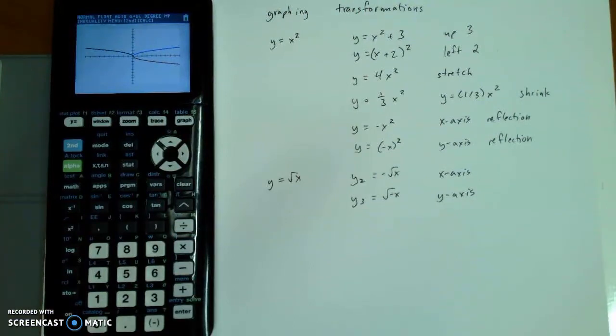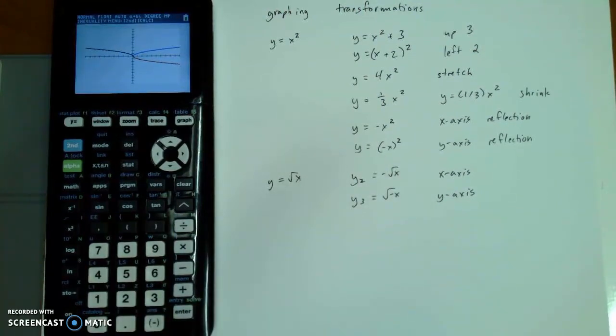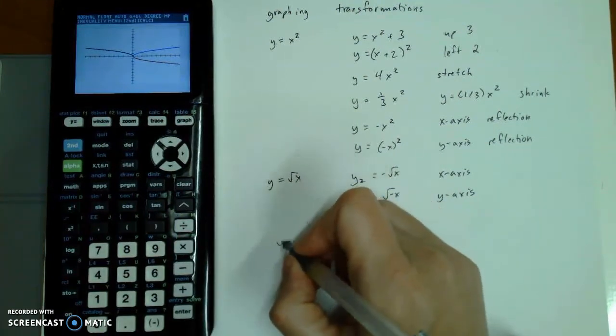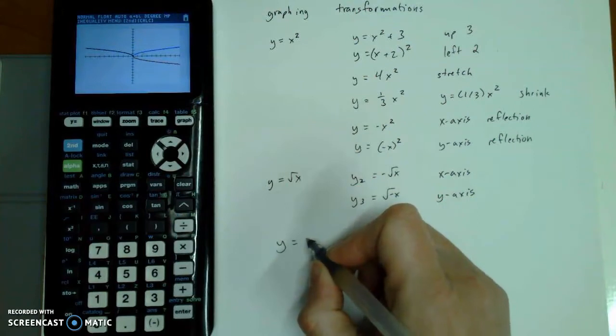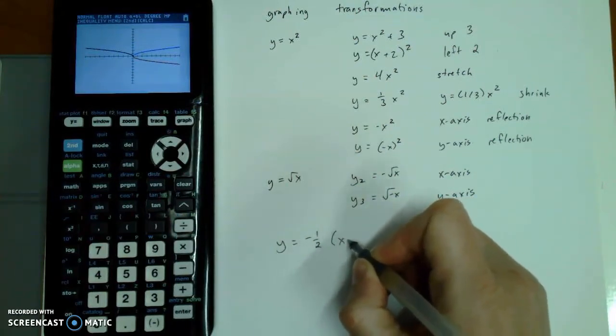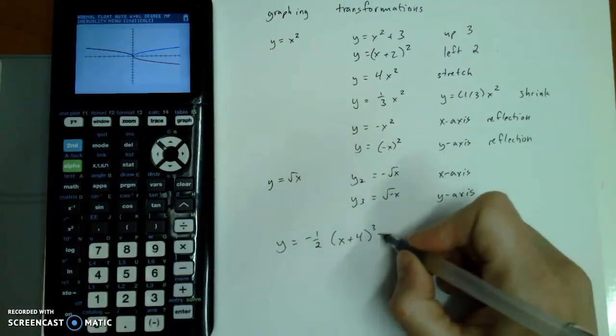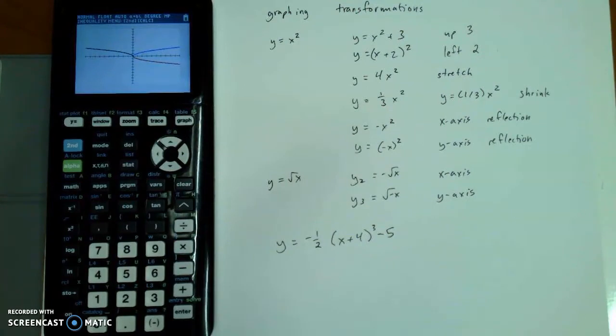I always tell students, no matter how complicated these transformations are, as long as I type it correctly into my calculator, it will do it correctly. So let's say I have a pretty complicated one. Let's do negative 1/2, and let's do, how about x plus 4? Let's do the cube graph just for a change of pace, and then minus 5.